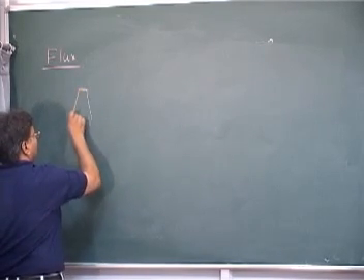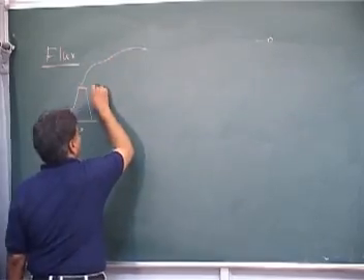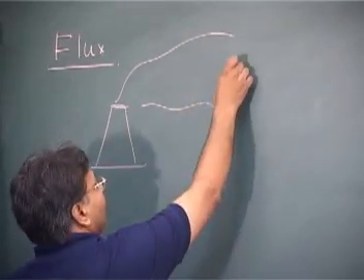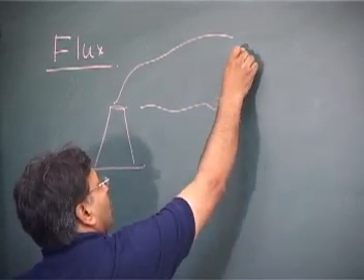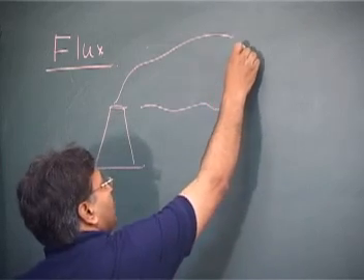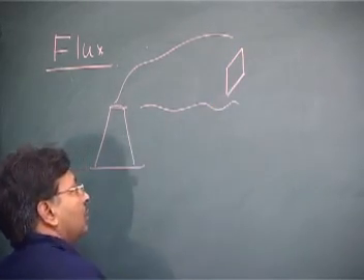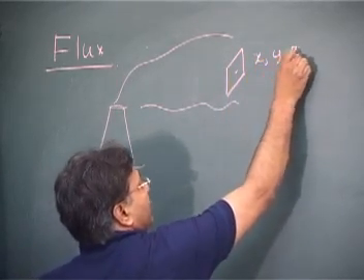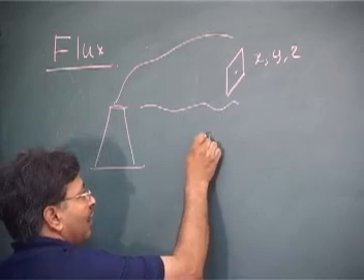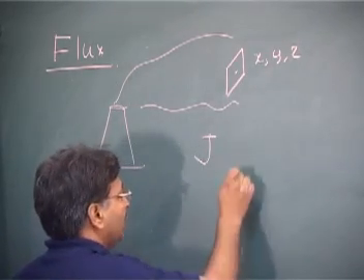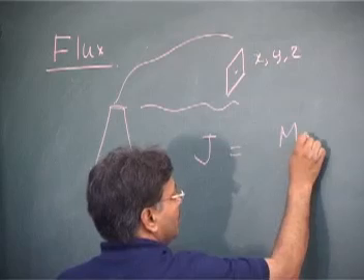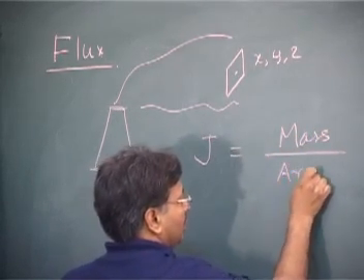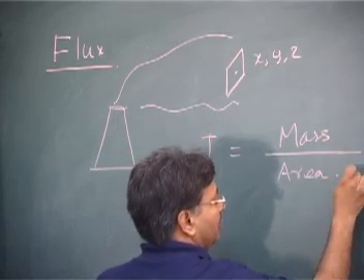Suppose there is a chimney, I am just giving an example, and the pollutants are traveling. So if I have, let us say, a block, not only a block, let us say I have a strip. And the point here is, let us say, x, y and z. So J, if I have to define the flux, is nothing but the mass of the pollutant per unit area per unit time.